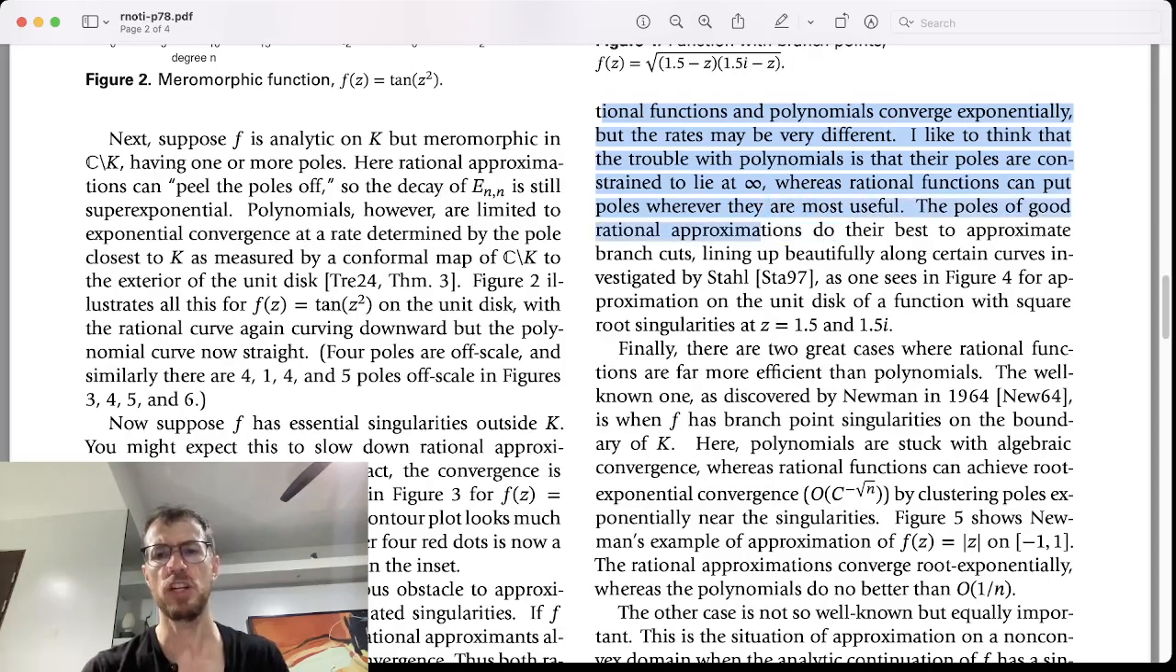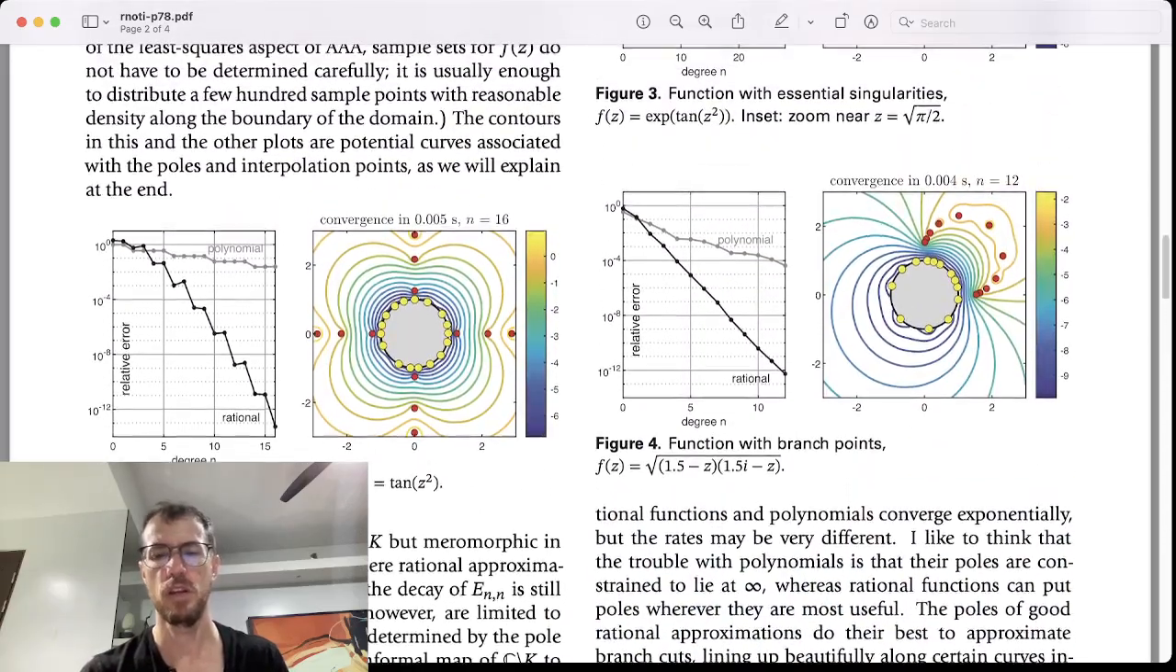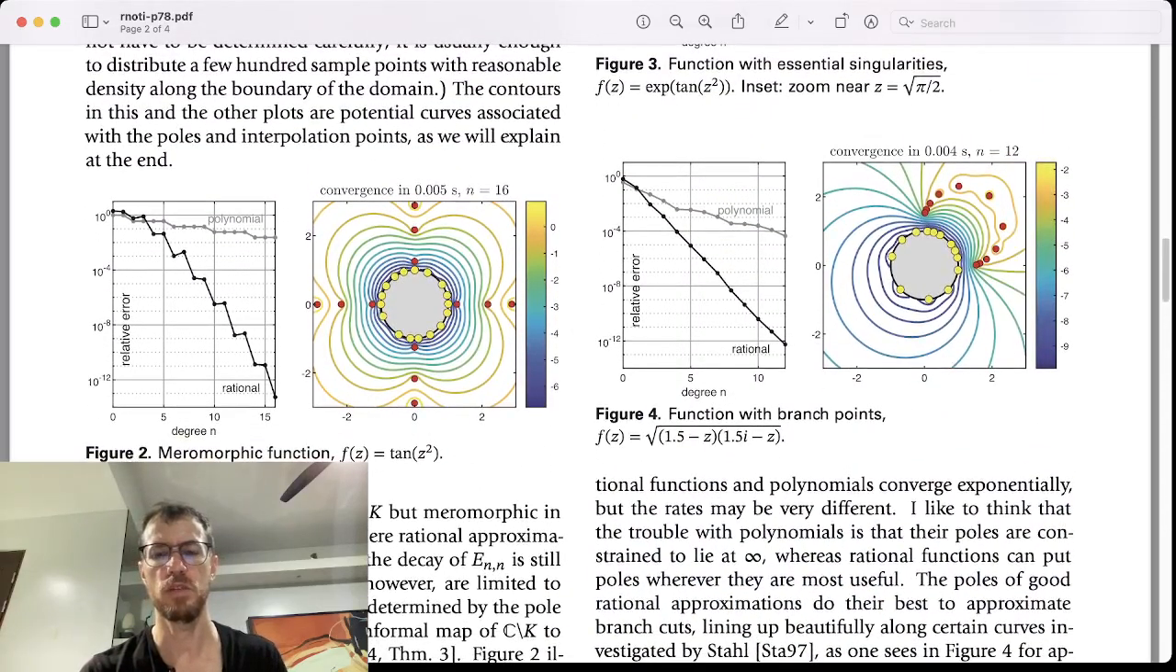The poles of good rational approximations do their best to approximate branch cuts, lining up beautifully along certain curves investigated by Stahl, as one sees in figure 4 for approximation on the unit disk of a function with square root singularities at z equals 1.5 and 1.5i. Figure 4. Function with branch points, f of z equals radical of 1.5 minus z times 1.5i minus z.